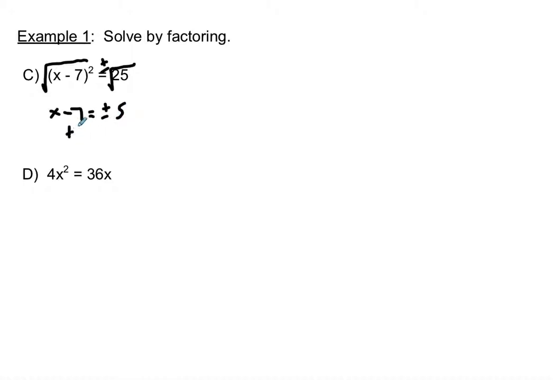Then you can simply add 7 to both sides. Now you've got two solutions here. You've got x equals 5 plus 7, and you've got x equals negative 5 plus 7. Well, 5 plus 7 is 12, and negative 5 plus 7 is 2. So you get two solutions, x equals 2 and x equals 12.